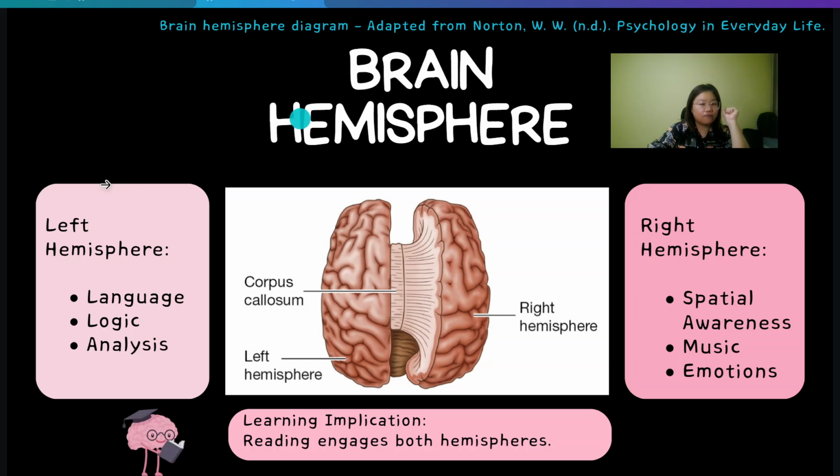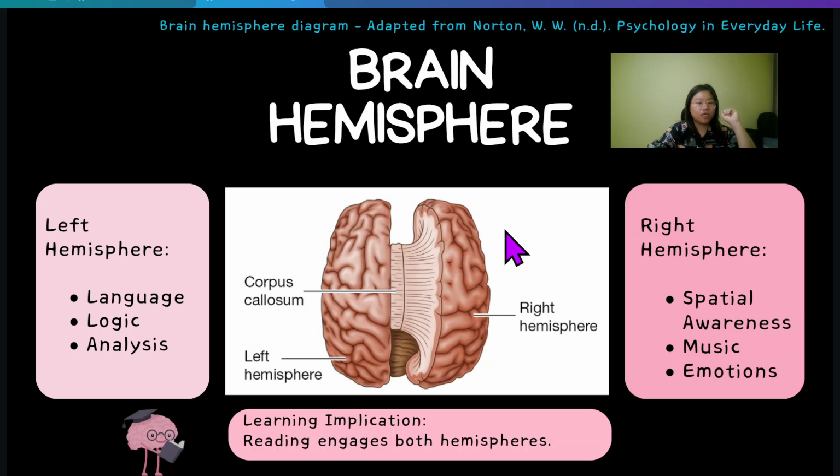So the left side handles language, logic, analysis. So when we are doing mathematics or reading, that's our left brain working. The right side is more about spatial awareness, music, and emotions. Like when we listen to music or recognize someone's face, that is the right brain working.